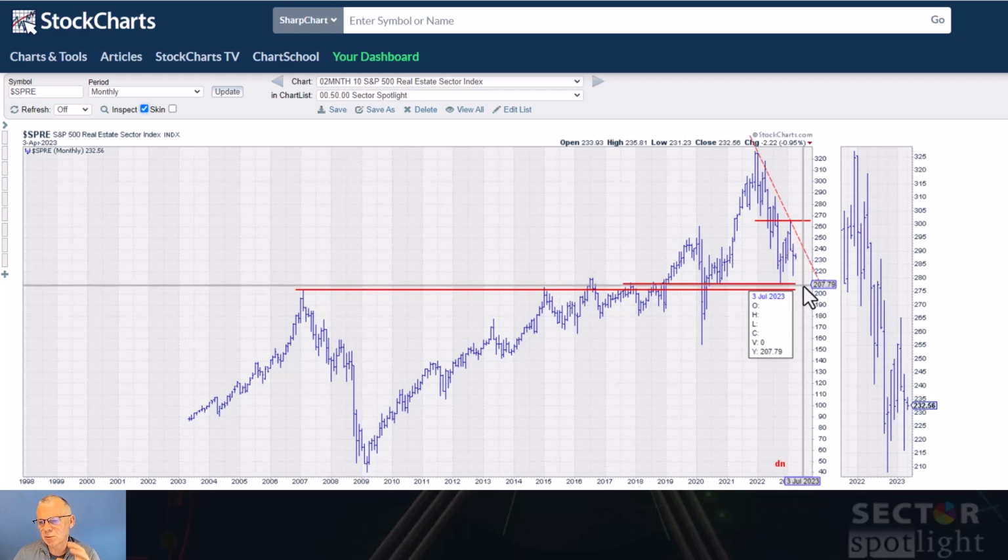This is one of the few sectors that is still in a very, very clear downtrend on a monthly scale, and it is also in the lagging quadrant on the monthly RRG.